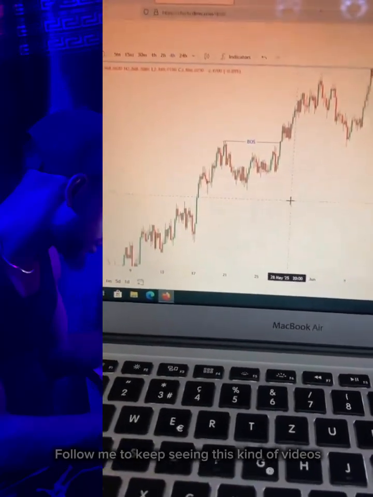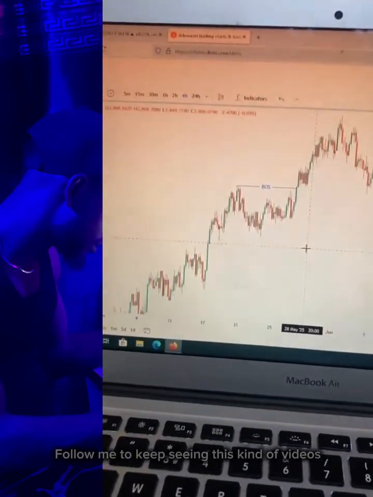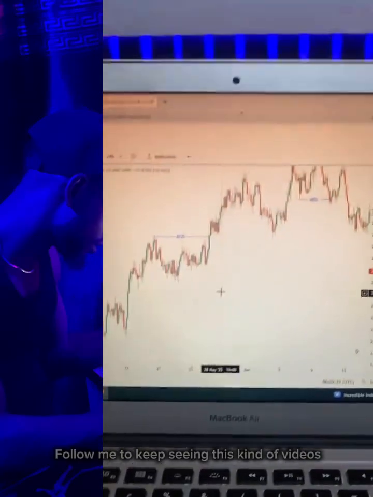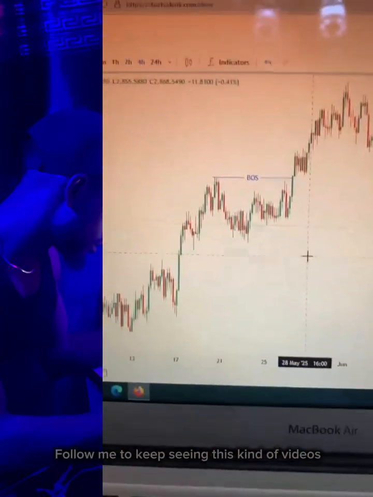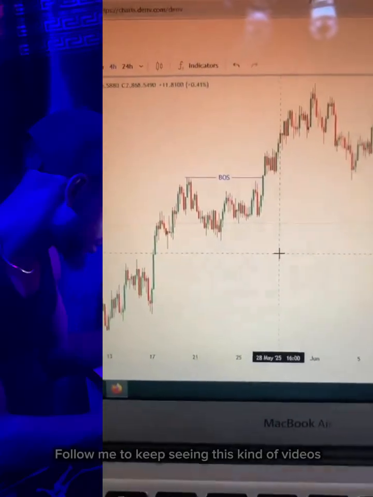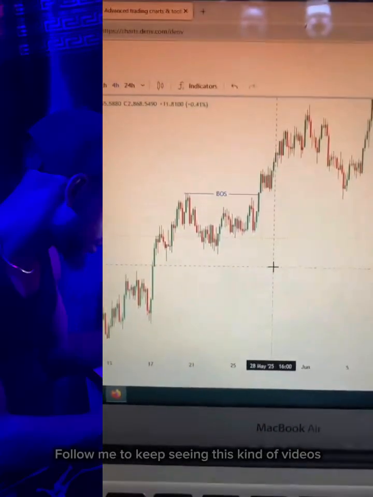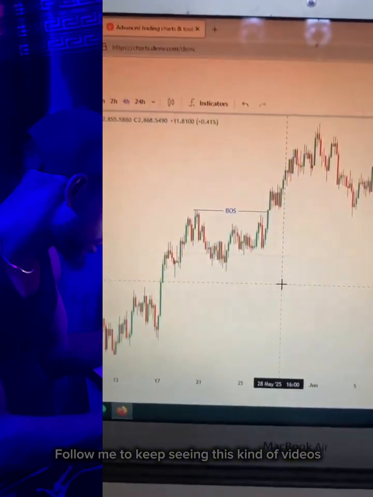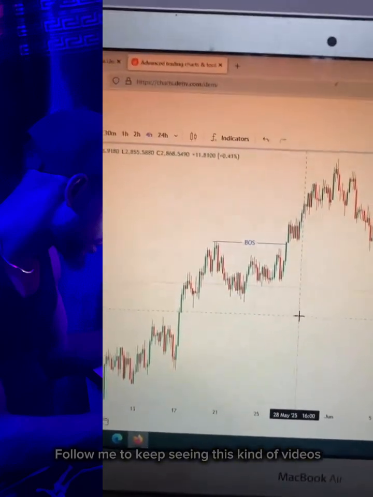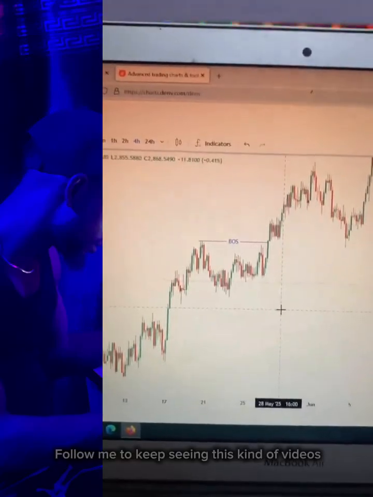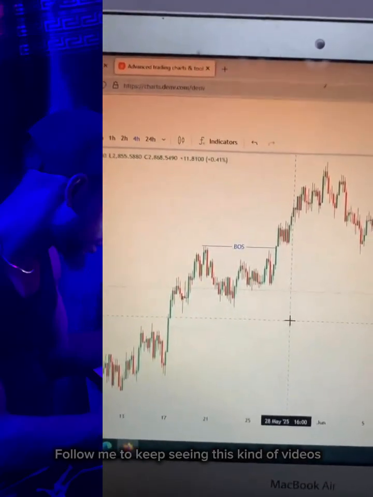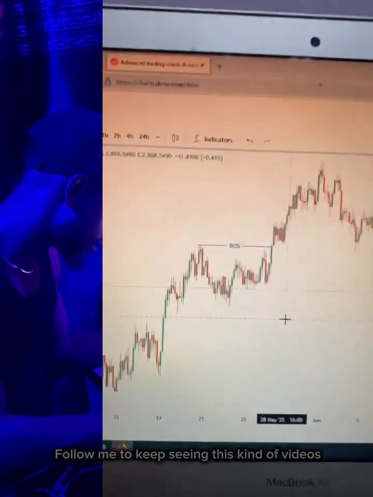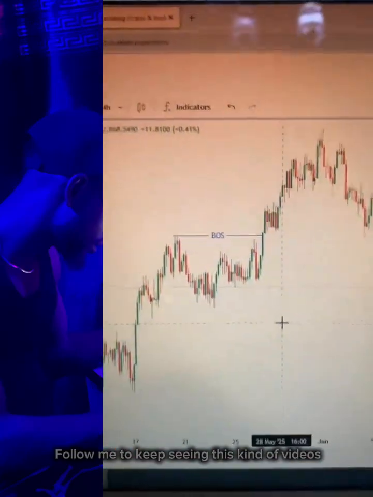I said there are three things to consider for you to know a valid break of structure, my brother. There are three things to consider to know this valid break of structure. If you do not see these three things, my guy, your break of structure is not valid. These three things work together. If you see two and you do not see the last one, know that it is not valid. So what are the three things for you to know a valid break of structure?